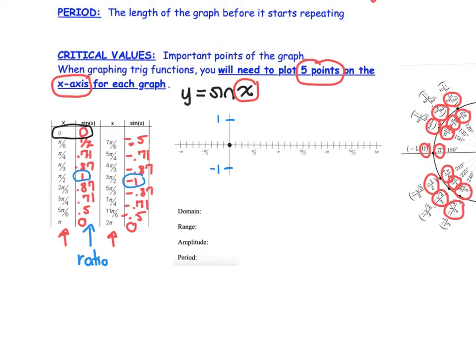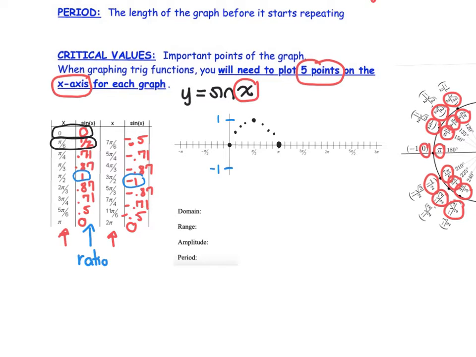Then at pi over 6, I am at 1/2, so I estimate about halfway up. Then at pi over 4, I am at about 0.71. At pi over 3, I'm a little higher. At pi over 2, I've reached my highest point of 1. And then you'll notice that I start making my way back down: 0.87, 0.71, 1/2 again, and then at pi, I am back at 0.